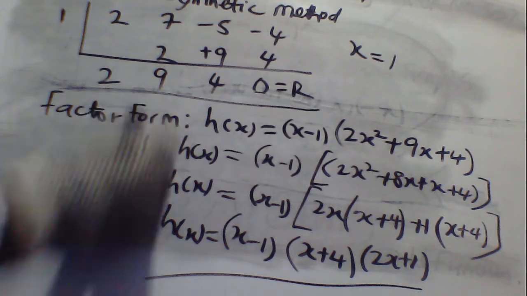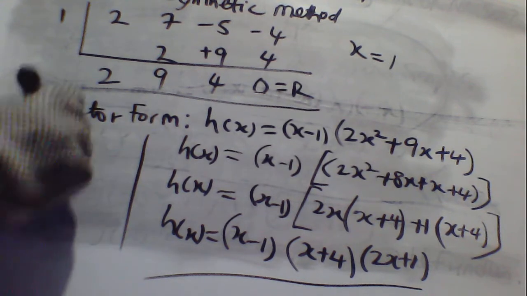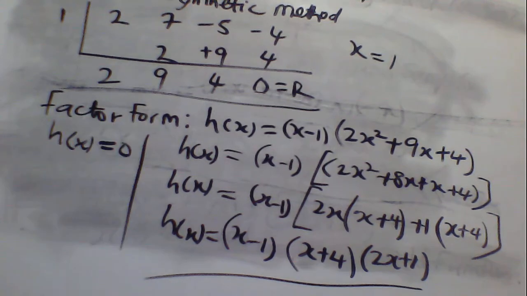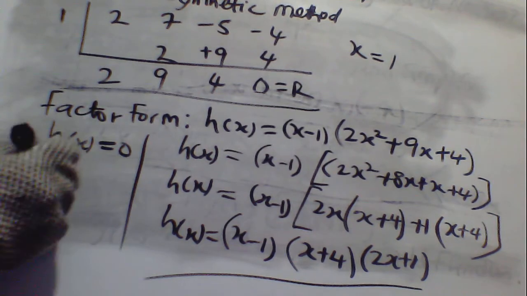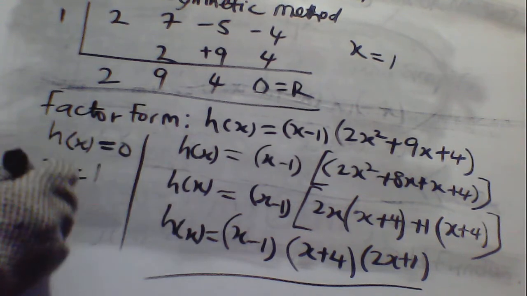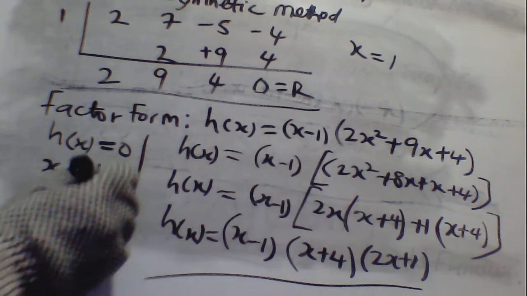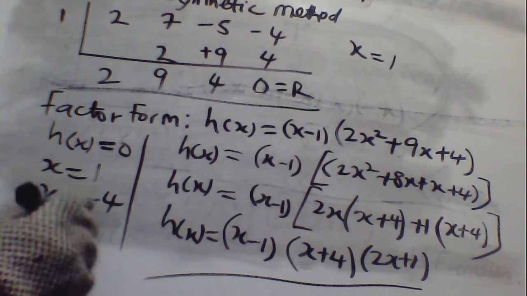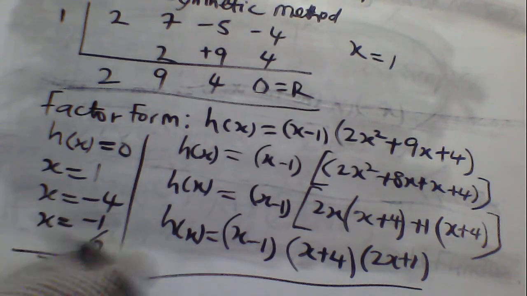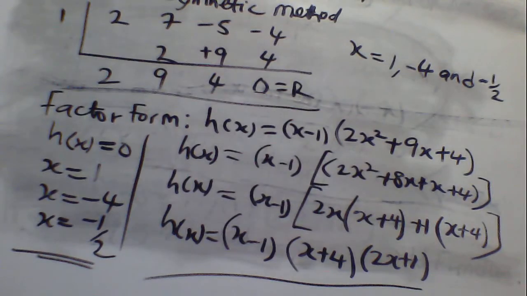The next is to do what? Find the zeros. So h of x equals 0. Once h of x is equal to 0, x is equal to what? 1. x is equal to what? Minus 4. And x is equal to what? Minus 1 over 2. So these are the zeros of the given function. Any question? If you don't have any question, we can now go to what we do before we conclude.